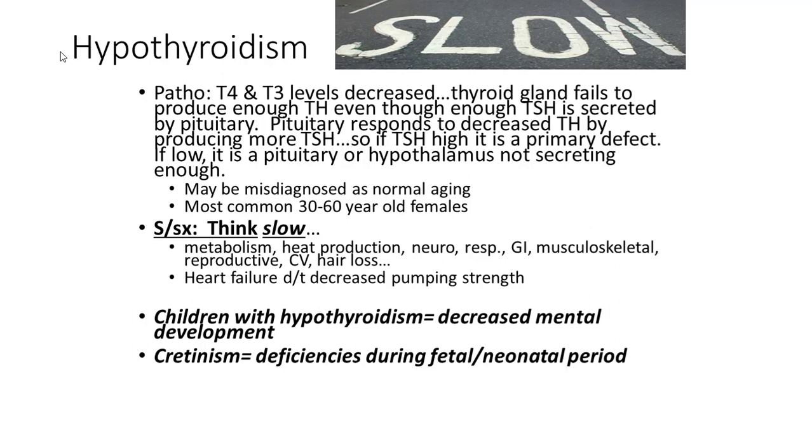So when you think about hypothyroidism, think everything slows way down. Their metabolism is slow. They're always cold, so their heat production is slow. Neural, their thinking is slow. Their respirations will be slow. Their GI is slowed down, so they're going to be constipated. Musculoskeletal, their reproductive, cardiovascular. Their heart rate is going to be slow. They're going to be losing hair.